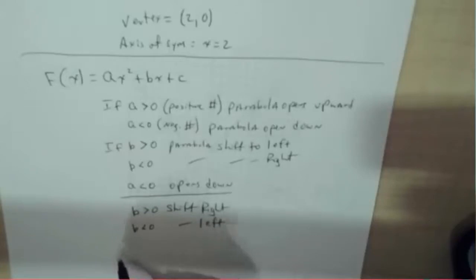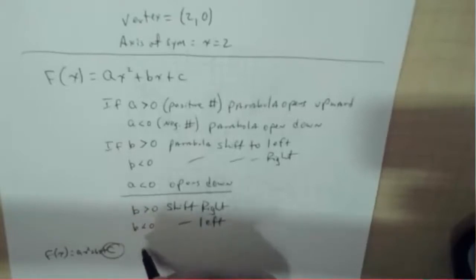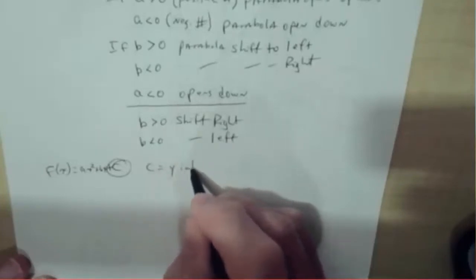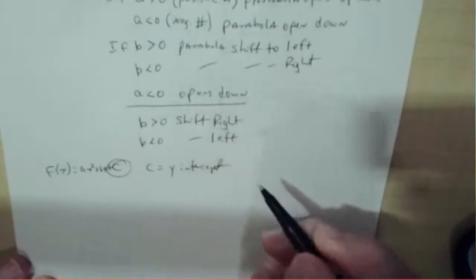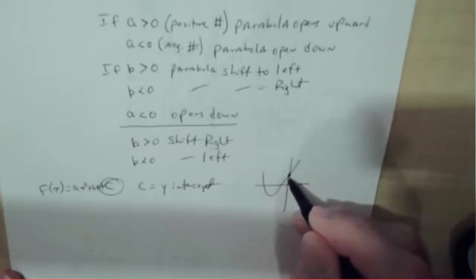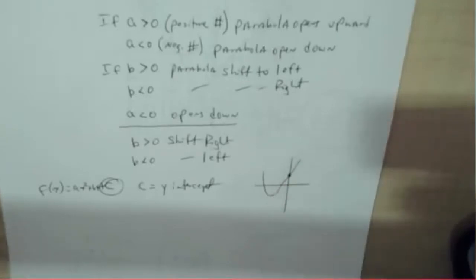Now c, remember, f of x equals ax squared plus bx plus c. C is just like in the linear equations, c is the y-intercept. But remember, parabolas kind of go like this. There's the y-intercept. It really doesn't have anything to do with the vertex or anything else. It's just the y-intercept. Okay.